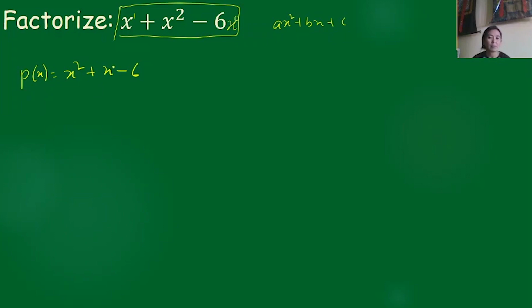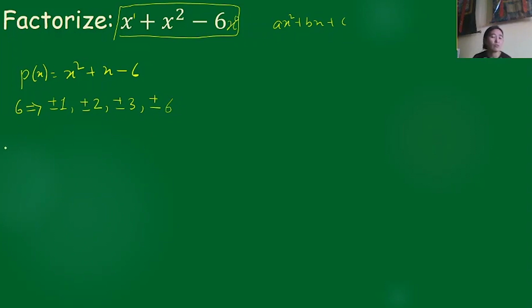Now the second step is, here first we'll use the factor theorem. So you have to find all the factors of 6. So the factors of 6 are plus or minus 1, plus or minus 2, plus or minus 3, and plus or minus 6.